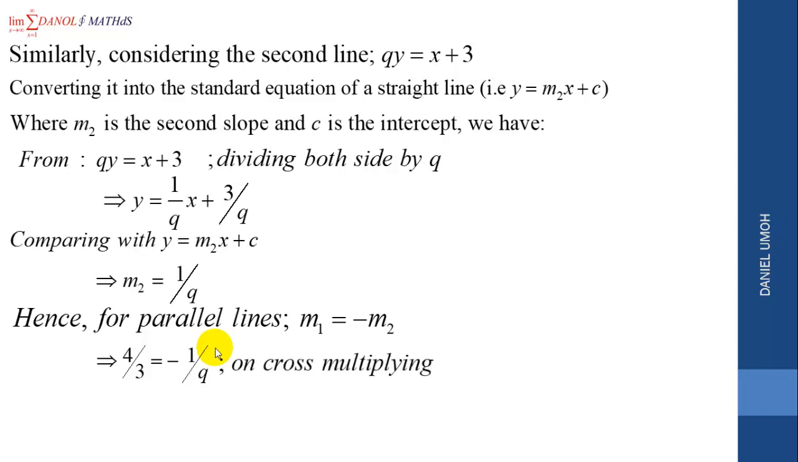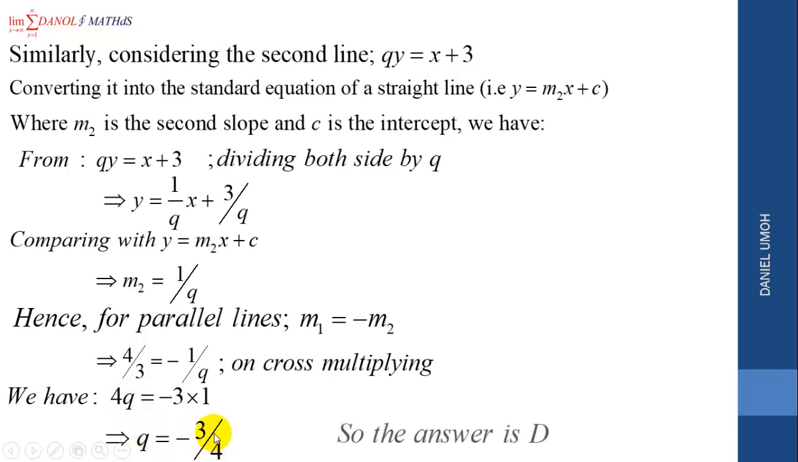On cross multiplying, we have 4q is equal to minus 3 times 1. This is what we did. When we cross multiply here, we have 4 times q to give us 4q, then 3 times minus 1 to give us minus 3. Of course, when you make q the subject of formula, we can see clearly that q is equal to minus 3/4. So from the options that were given, we can see clearly that the answer is D.